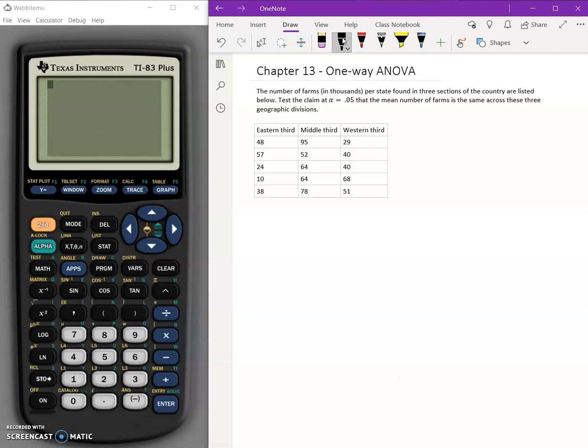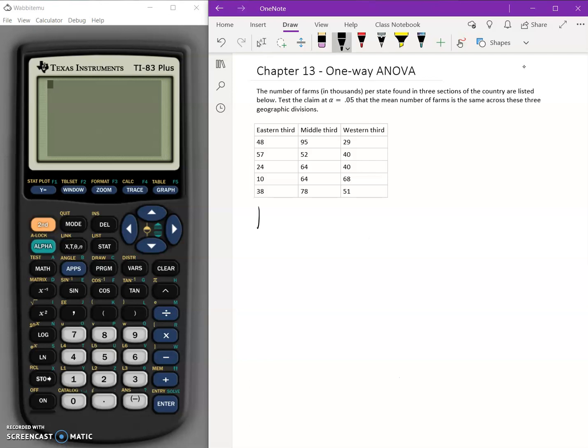5 states on the western, 5 states in the middle, and 5 states on the eastern parts of the country. And we found the number of farms in each of these. And we're wondering, is there a difference in the means between these? So remember, ANOVA, that's going to be our test that we're using when we're trying to study differences in means of more than 2 groups.